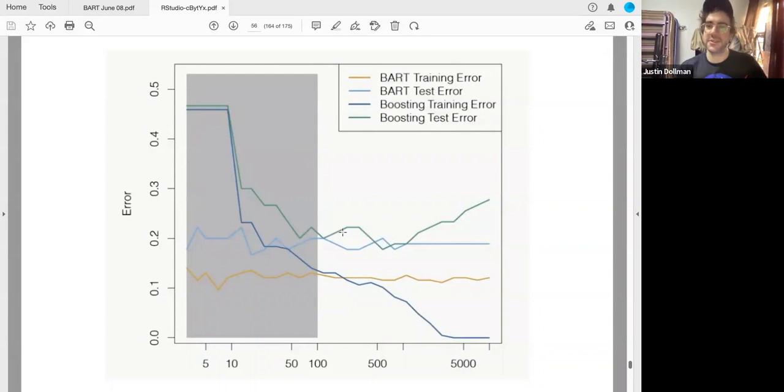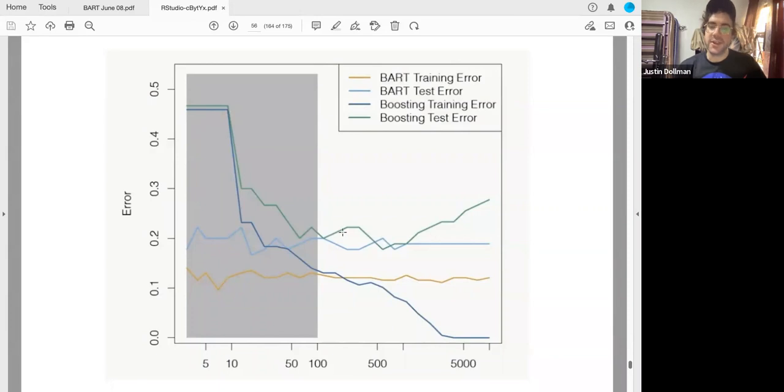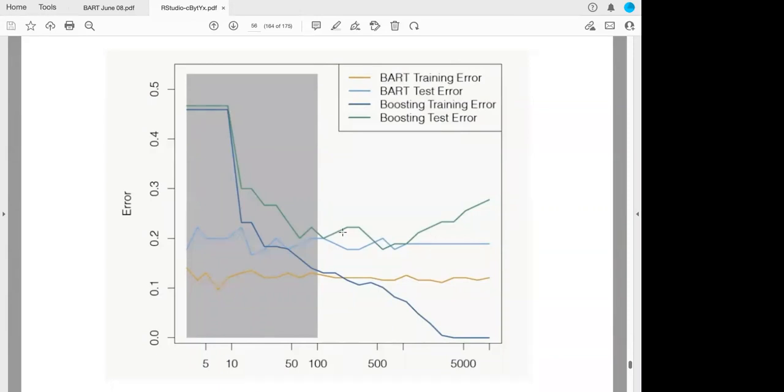Go ahead, Laura. It looks like the BART error doesn't actually change that much, if I'm reading the legend correctly. BART's the golden and the light blue. Which seems counterintuitive to me. I don't know the answer. I think that's the point, though. It stays flat. The training and test don't diverge like they do with the boosting. It doesn't overfit. Okay, but interestingly, it almost seems like, is the burn-in period actually needed because it's flat?